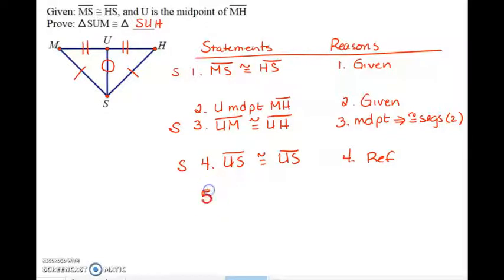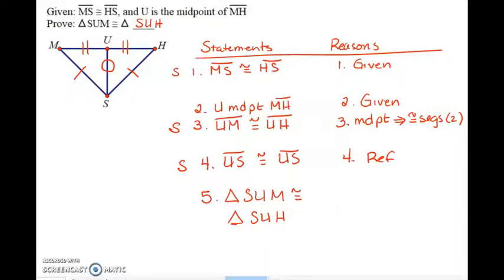In line 5, I now have triangle SUM congruent to triangle SUH. And remember that correspondence: SU needs to be congruent to SU, UM needs to be congruent to UH, and SM needs to be congruent to SH.